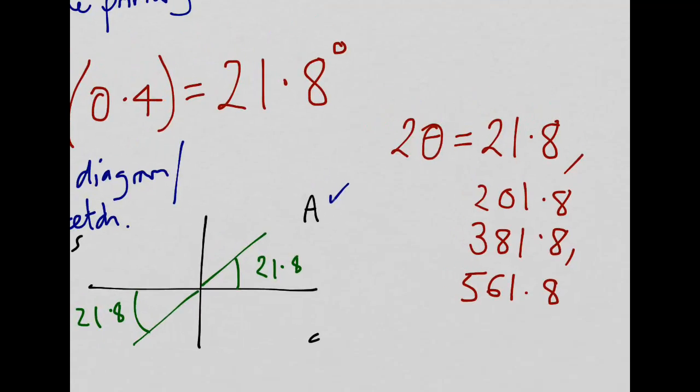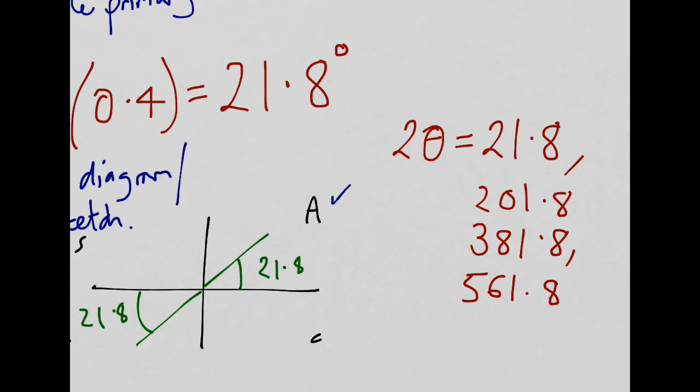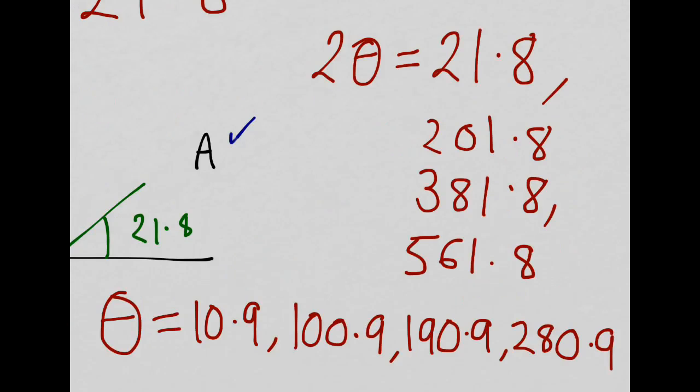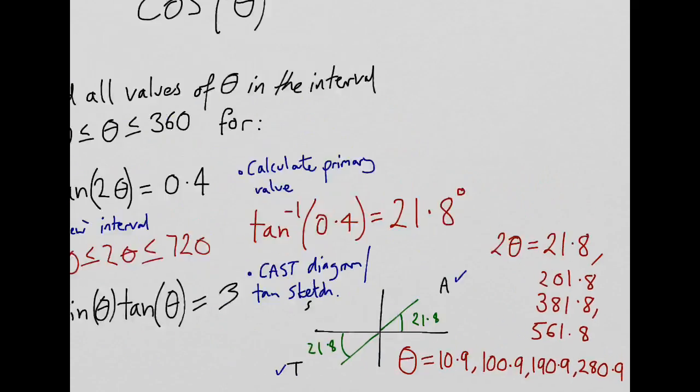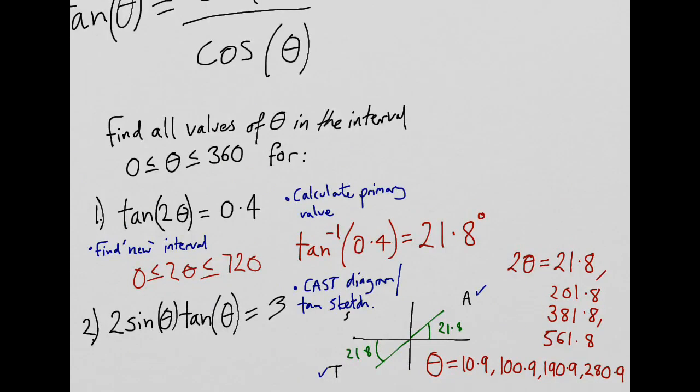To properly answer the question, though, we have to then give our answers in terms of theta. So we have to divide each of these by 2 to find out what theta is. So our theta values are going to be as follows: 10.9, 100.9, 190.9, and 280.9. So those are four values. At the end, always worthwhile just checking, are those four values in our original limits, because we changed back to theta. Yes, yes, yes, and yes. Brilliant.